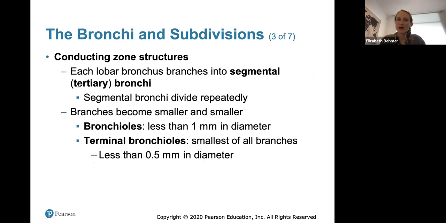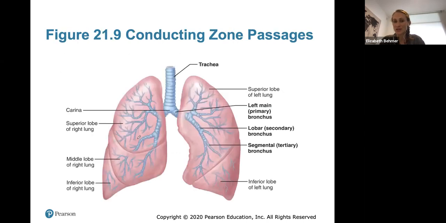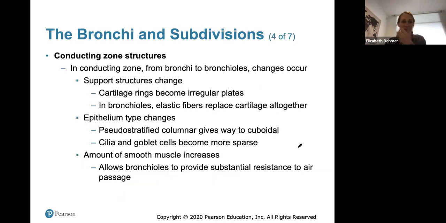Then the tertiary bronchi are the segmental bronchi, and then those segmental bronchi will continually divide repeatedly. The branches become smaller and smaller until they're called bronchioles, which are less than 1 millimeter in diameter, and eventually they end in what we call terminal bronchioles, and this is kind of the last of the conducting zone structures. So here we have the branching of the trachea into primary bronchi, secondary bronchi, and tertiary bronchi, eventually ending in these terminal bronchioles.